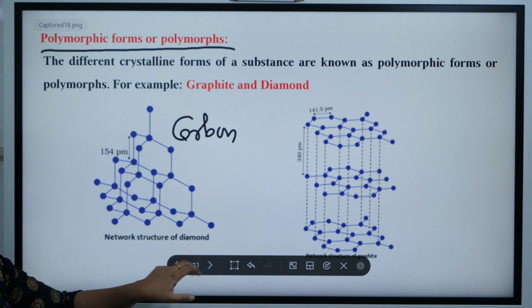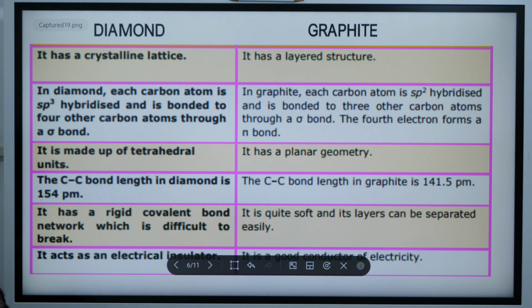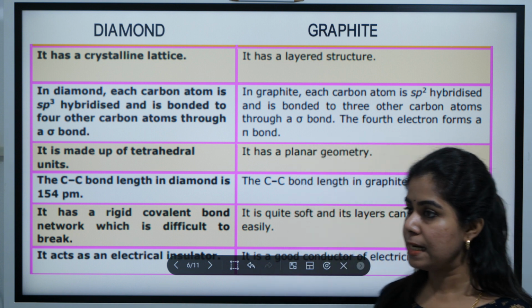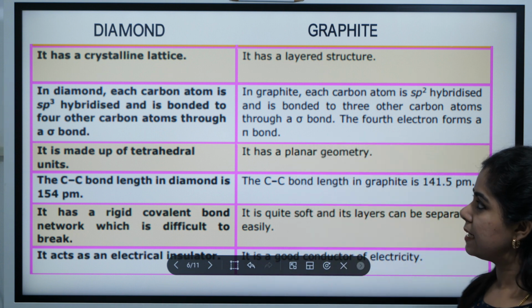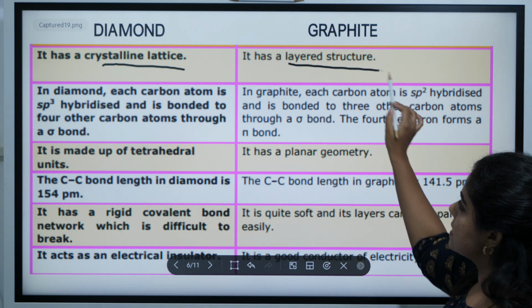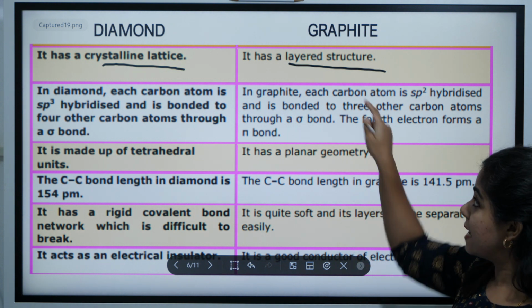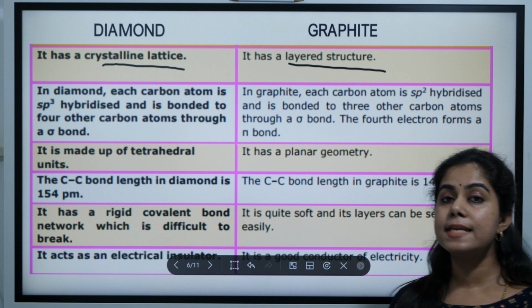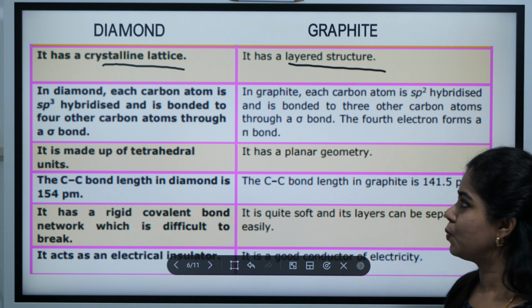Let's see the difference in the properties of these two polymorphs of carbon, because diamond and graphite are crystalline forms of the same substance, but still they have entirely different properties. Both are crystalline, so each has a crystalline lattice, but graphite has a layered structure. That difference in the structure makes the difference in properties of these two.